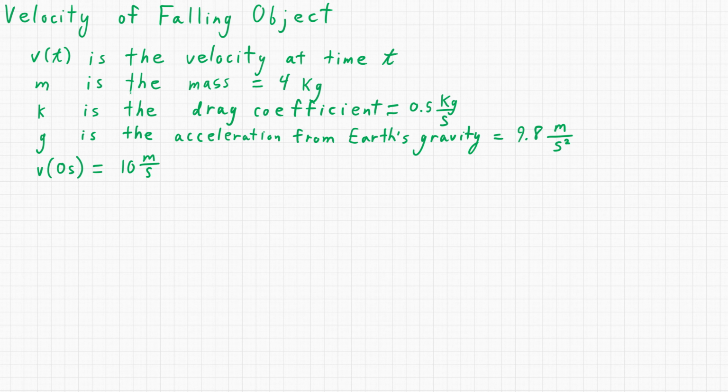Here's an example for an ordinary differential equation. It's going to be for the velocity of a falling object, and it's going to try to illustrate what the initial conditions actually mean and why they're necessary.